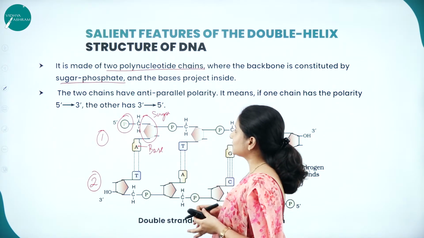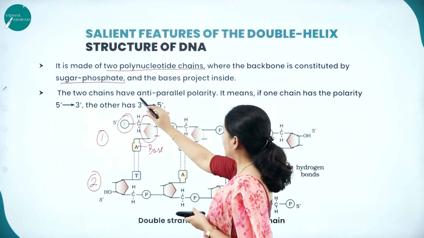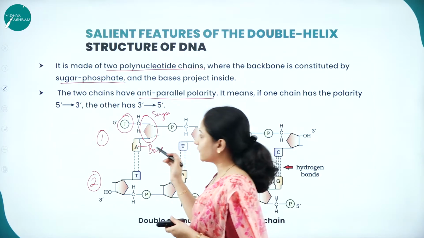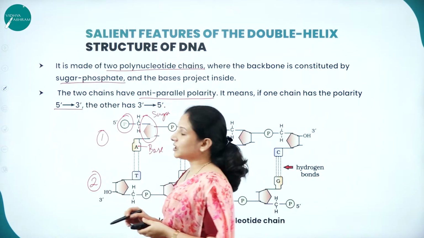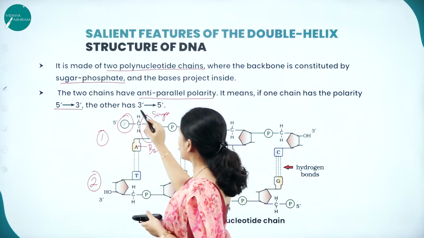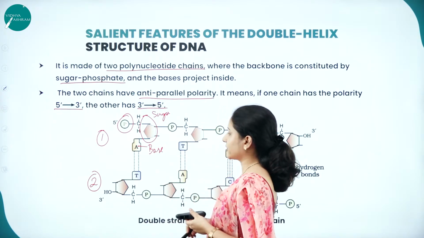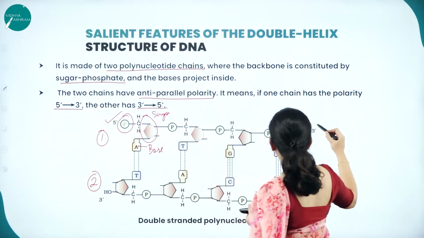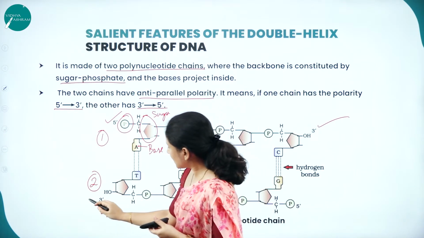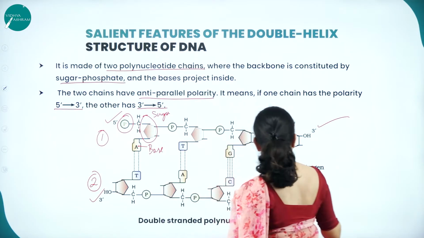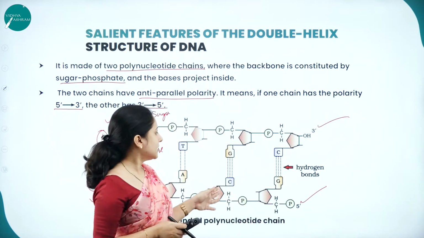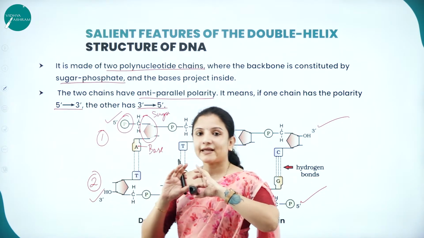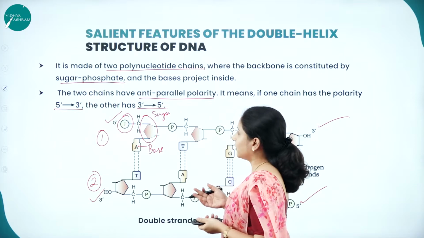And the two chains have anti-parallel polarity. It means if one chain is from 5' to 3' direction, the other chain is from 3' to 5' direction. So you can see here, the first chain is from 5' towards 3'. The second chain is from 3' towards 5'. So that is the difference. That is why they are coiled in nature. That is why they exhibit polarity. So this is about the strand.